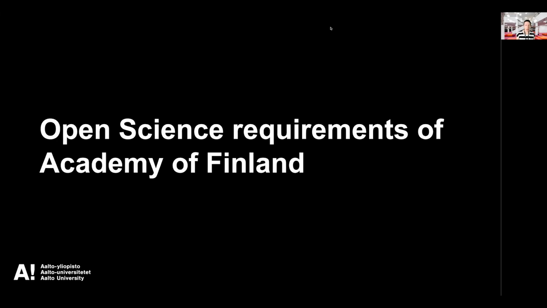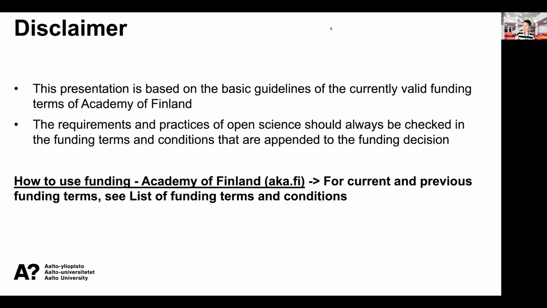I will start with the open science requirements of Academy of Finland. Just a small disclaimer first. This presentation is based on the basic guidelines of the current funding terms of the Academy. If you get funding, you should always check the current requirements and practices regarding open science in your funding terms appended to your funding decision. Current and previous funding terms can be found on the Academy of Finland website.